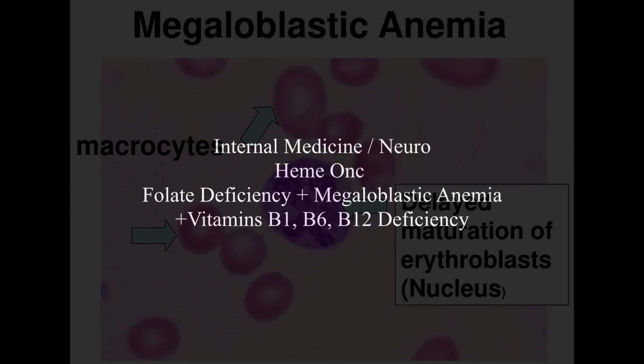Let's talk about 3 more very important B vitamins: B1, B6, and B12. B1, look for a question stem that talks about a patient that drinks in excess. This causes Wernicke encephalopathy, and these patients will have gait changes, ocular motor changes, and they'll act very confused.